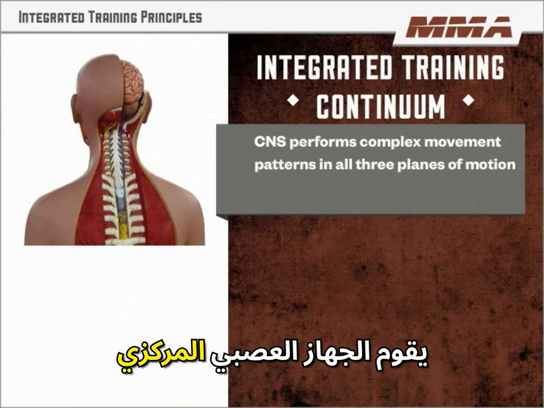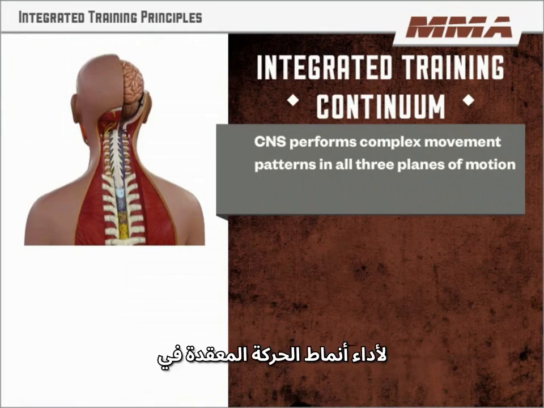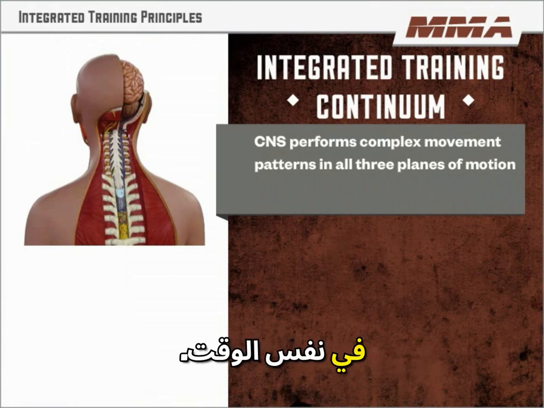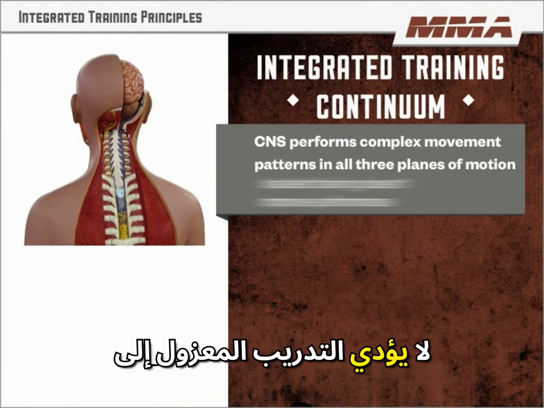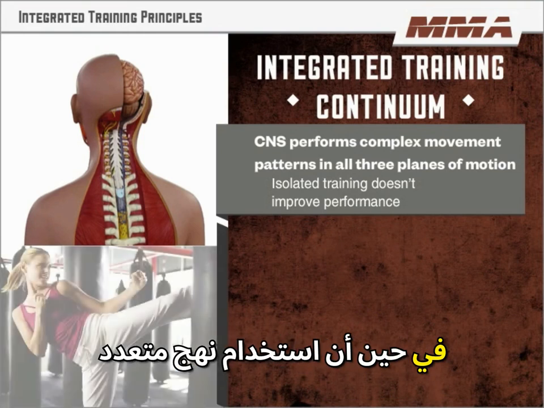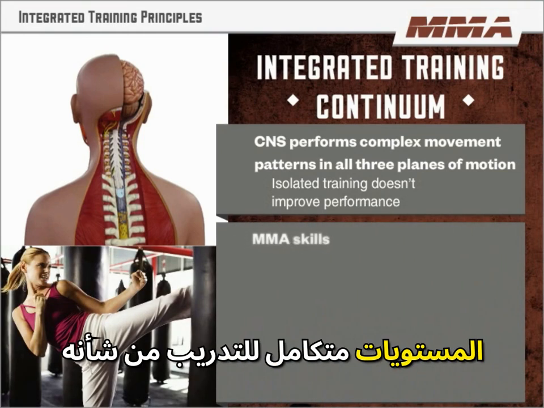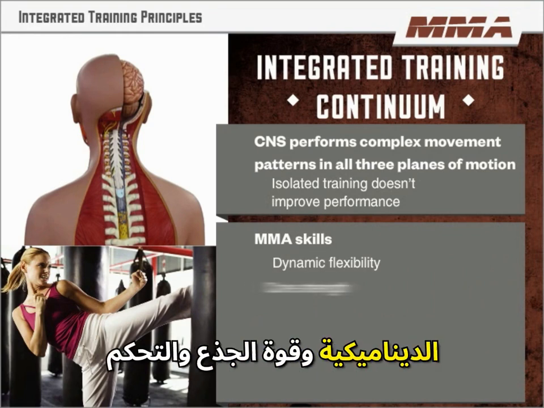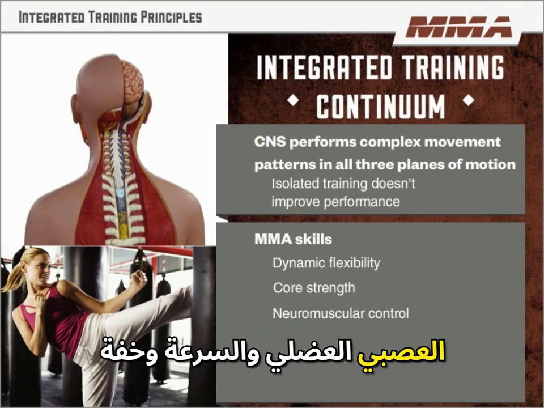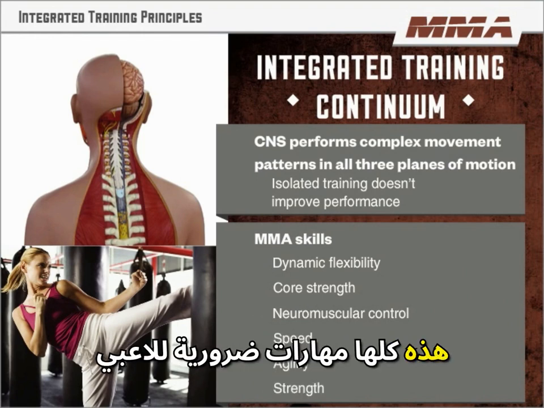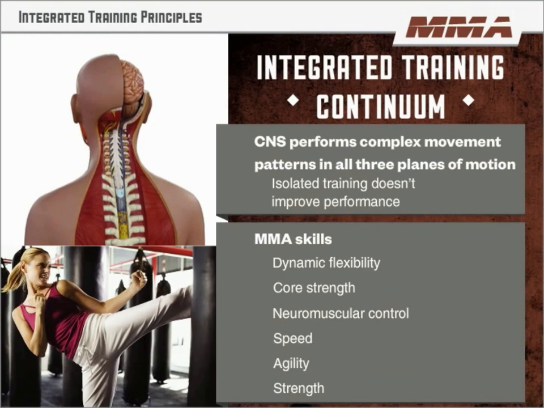The central nervous system optimizes the selection of muscle synergies to perform complex movement patterns in all 3 planes of motion at the same time. Isolated training does little to improve overall athletic performance, whereas using an integrated, multiplanar approach to training will develop high levels of dynamic flexibility, core strength, neuromuscular control, speed, agility, and strength in your client. These are all necessary skills for an MMA athlete.